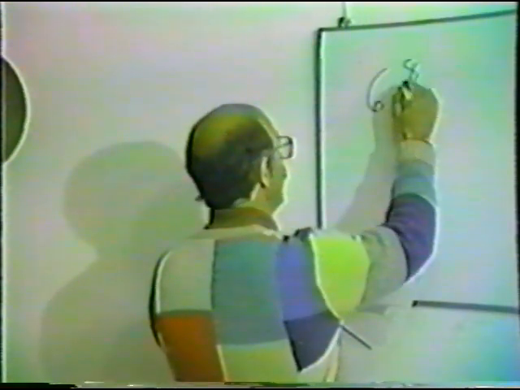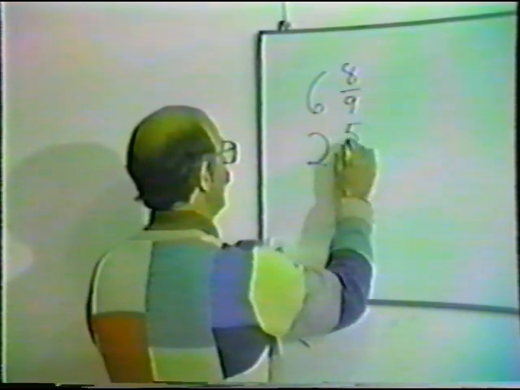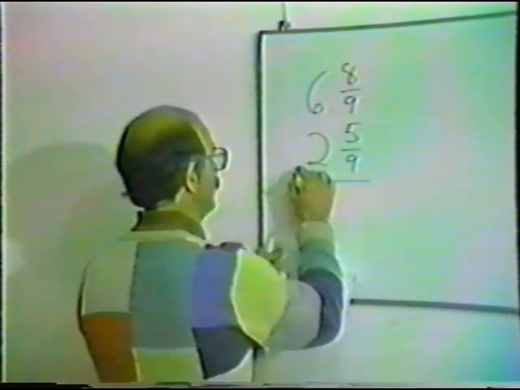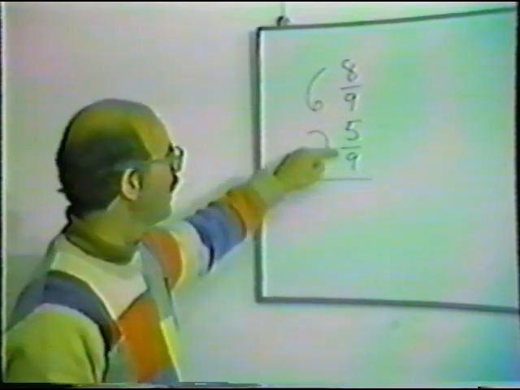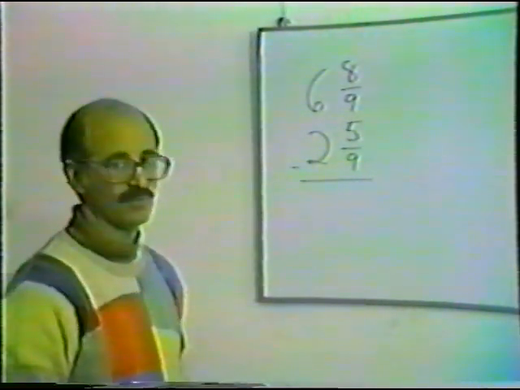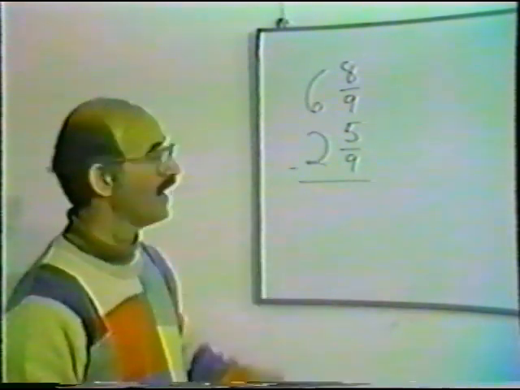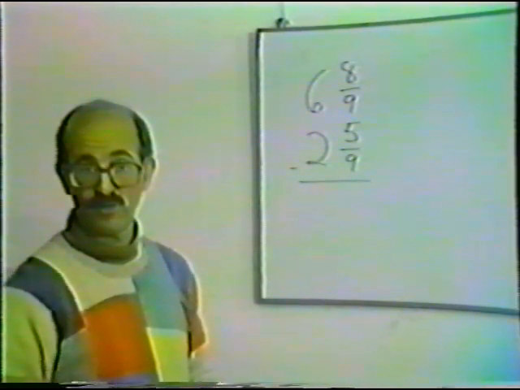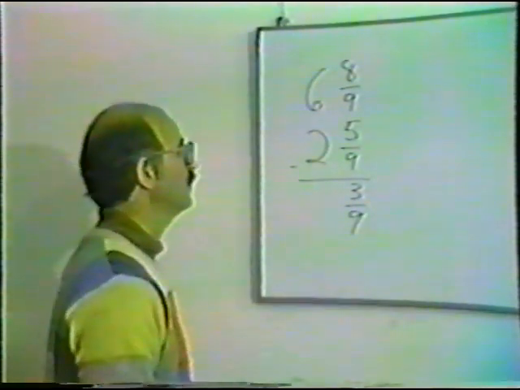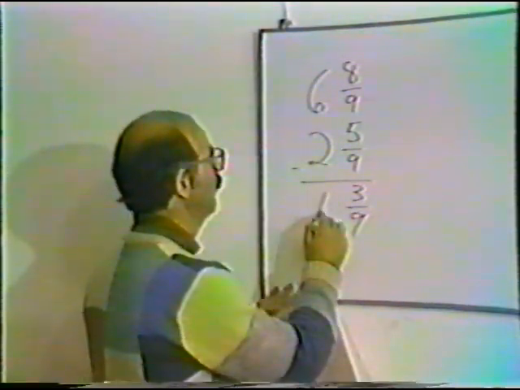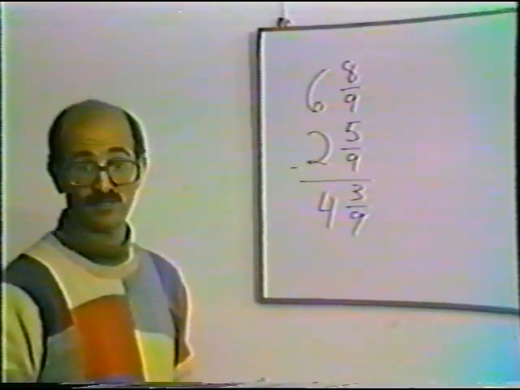6 and 8/9 take away 2 and 5/9. It's very important to remember to do the fractions before you do the whole numbers. 8/9 take away 5/9 is? 3/9. 6 take away 2 is? 4. 4 and 3/9. Is it finished?